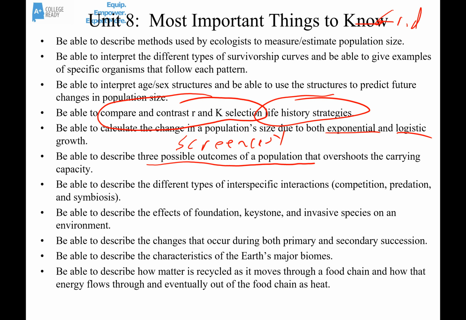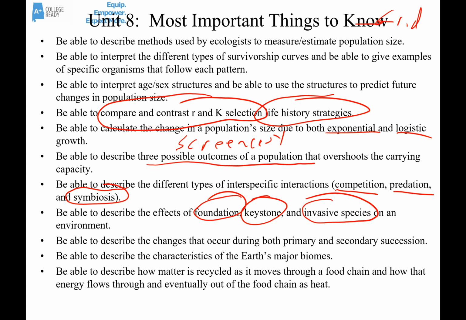Be able to describe the different types of interspecific interactions. Here we're talking about things like competition, predation, and the different forms of symbiosis, like, for example, mutualism, commensalism, and parasitism. Be able to describe the effects of a foundation species, a keystone species, and invasive species on an environment.